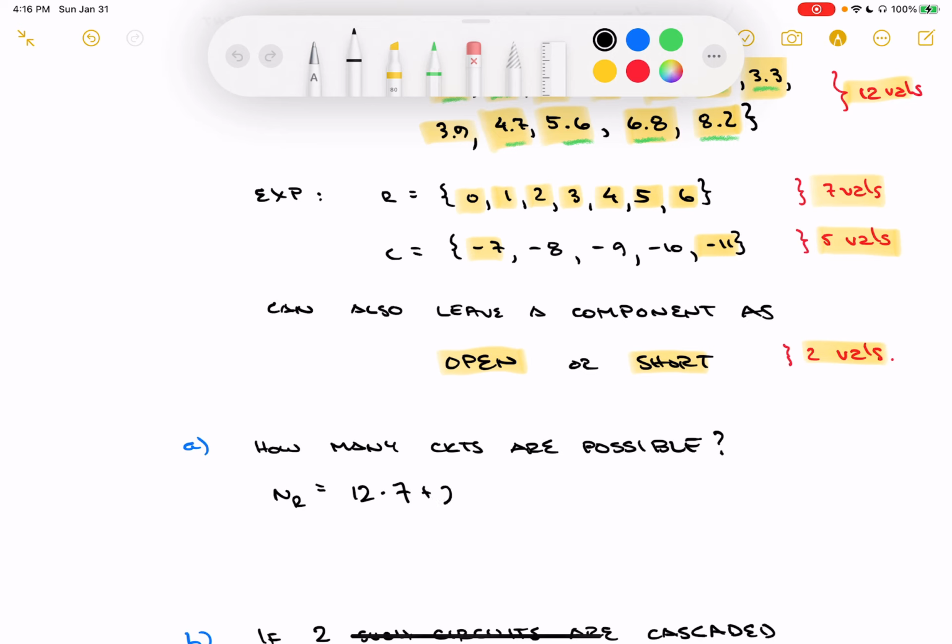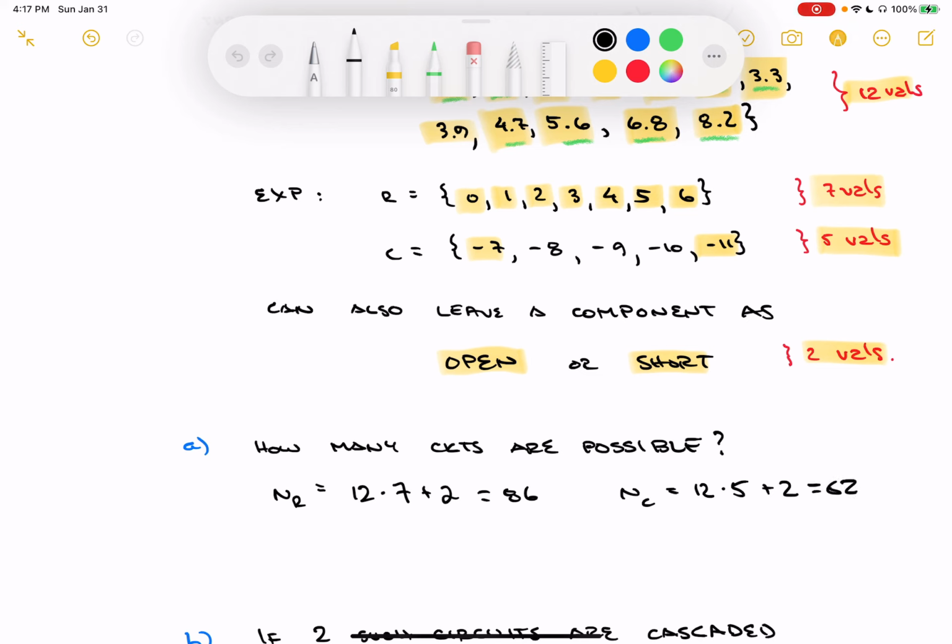And then I'm going to add 2 to that. Why? Because you could either leave it open or short. That's just another thing you could choose to put into these resistor slots. They aren't actually resistors, but they would give us unique circuit topologies. So that gives me a total number of 86. For the number of capacitors to choose from, that's equal to 12, the same number of base values, times only 5 exponents, plus open or short. If I go through and do that, that's equal to 62.